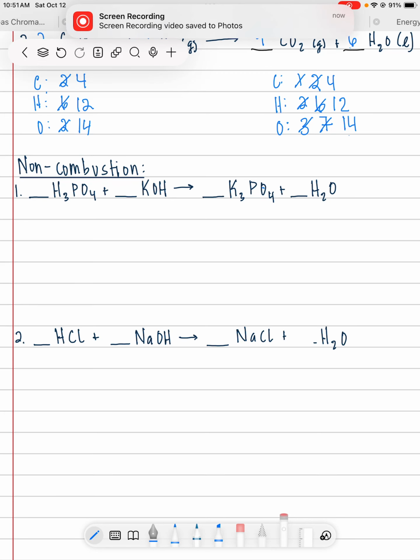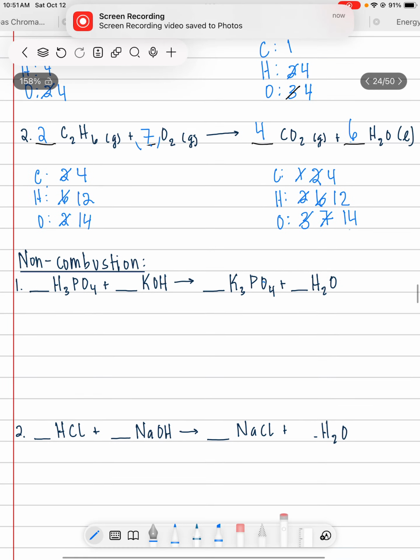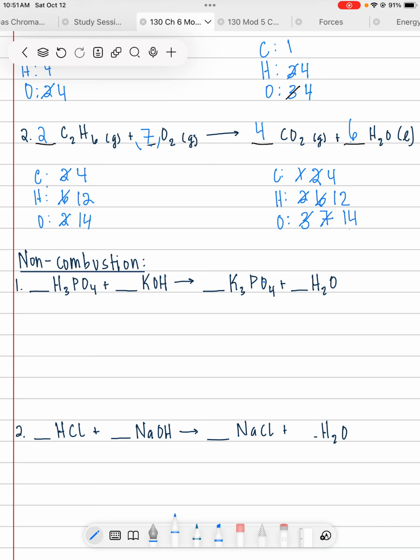Alrighty, now we're going to balance some non-combustion equations, chemical formulas here. We still want to follow the chocolate rule in the sense that if there are any carbons, hydrogens, and oxygens, we want to balance them in the order of carbon, hydrogen, oxygen. So I'm going to skip the hydrogen for now and start with my phosphate.